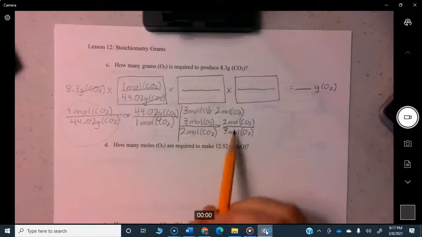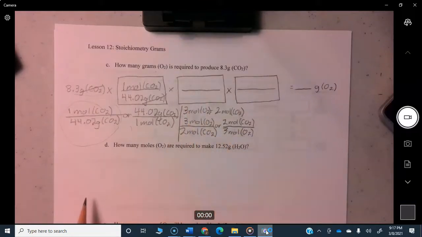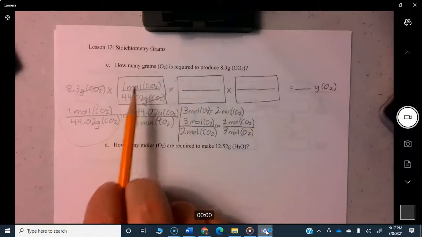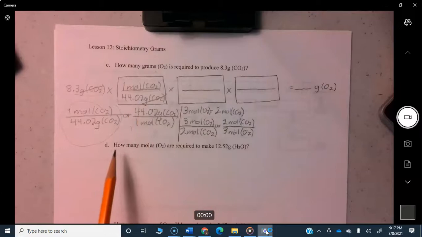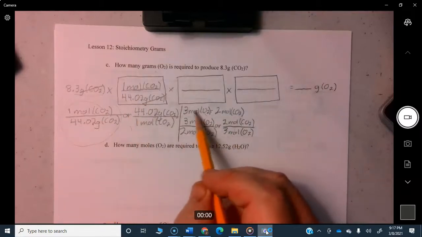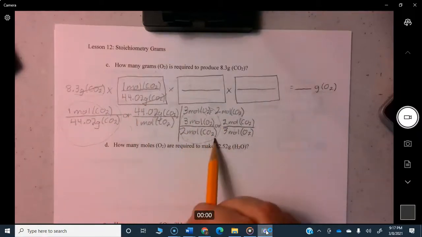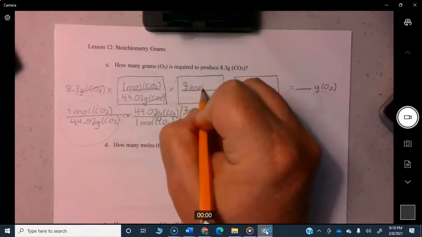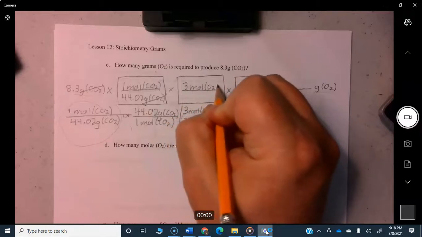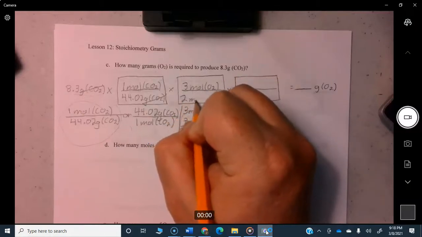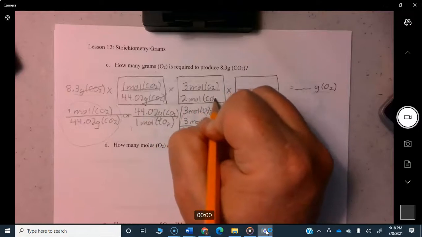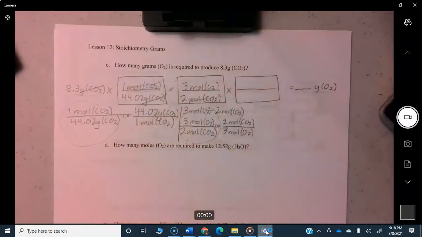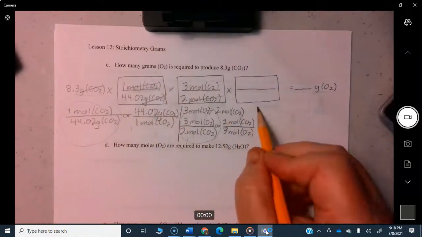Okay. So choose which one goes up here. Well, we have moles of CO2 right now active, and we need that to go away because it doesn't appear in our final answer. So we need to pick this one, the one with moles of CO2 on the bottom. Okay, so moles of CO2 cancels with moles of CO2. And we're off to our last one.